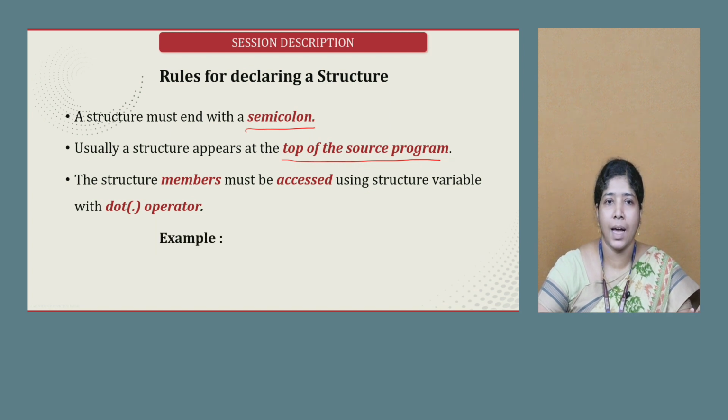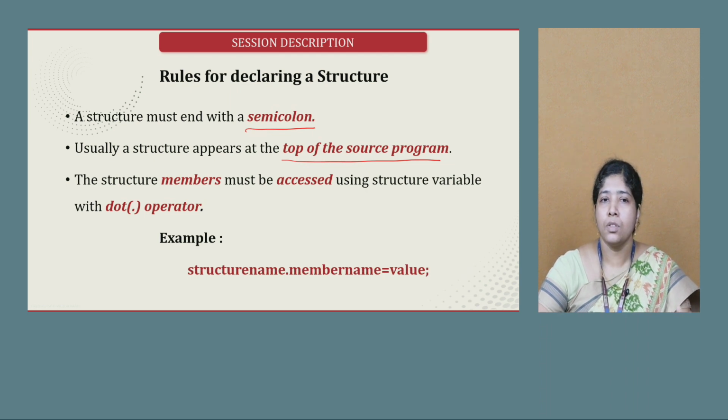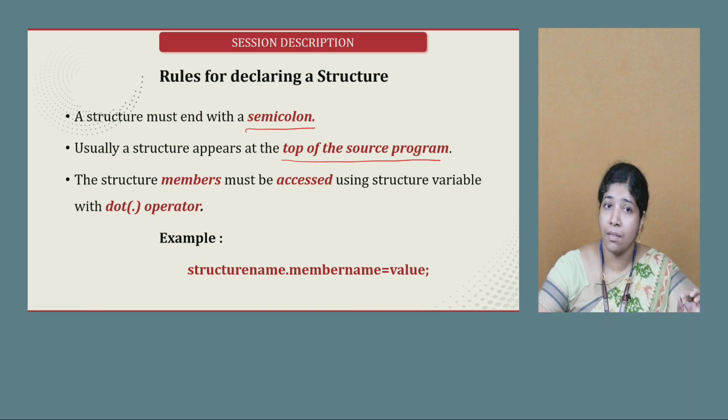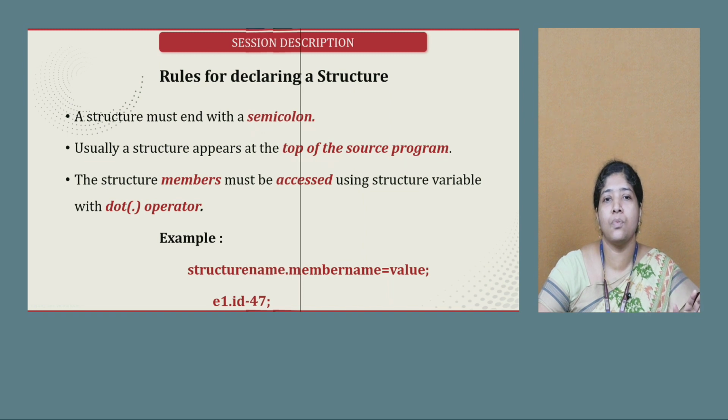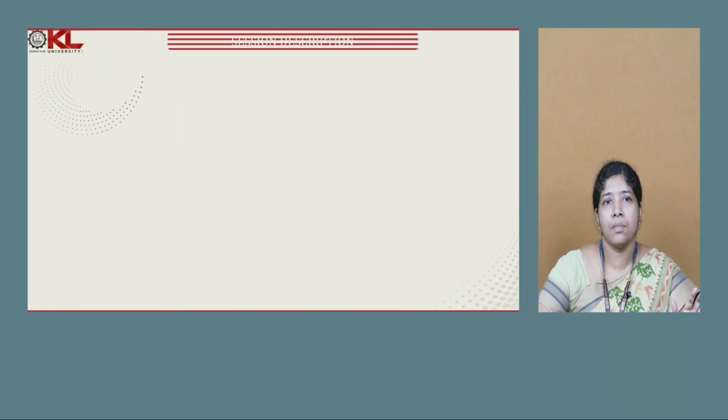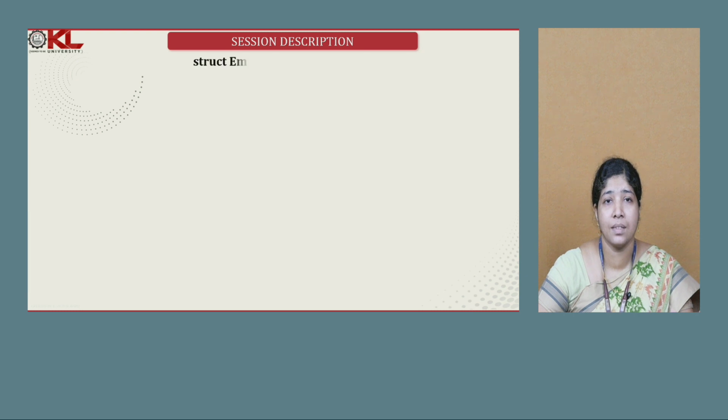For example, I'll create a simple example: structure name dot member equals value. In the previous slide we have seen how to declare a variable in a structure. Now we will see how to access that variable using the structure name. I hope you remember the structure name we gave in the previous slide. The name of the structure is E1. One of the members is ID. So now I'm giving ID as 47. Let us see briefly how we can access them one by one.